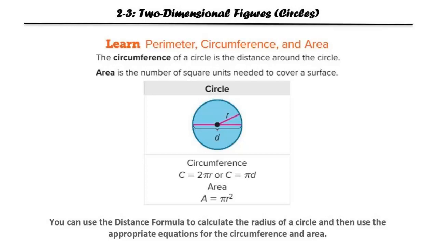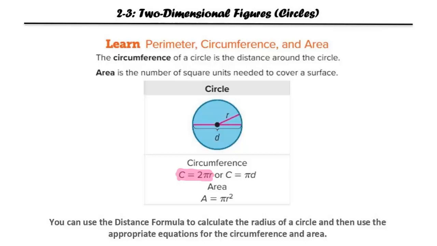All right, so learning perimeter, circumference, and area. The circumference of a circle is the distance around the circle. The area is the number of square units needed to cover the surface. We have a formula for circumference, 2 pi r, or we can use pi d, but we're going to be doing 2 pi r for what we're working with today.